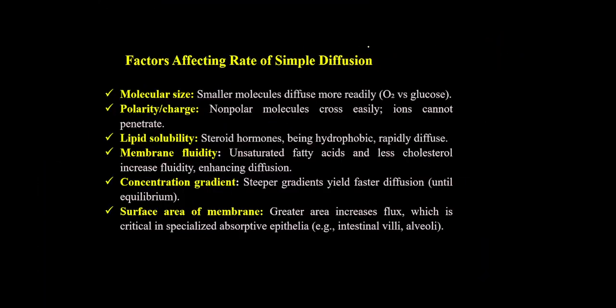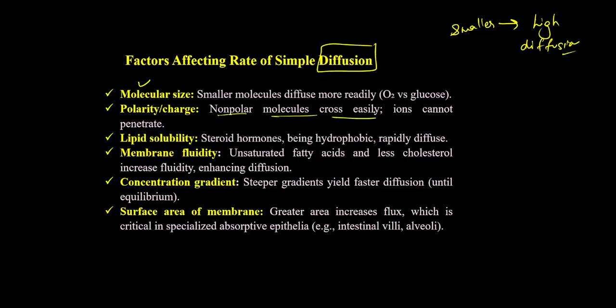Then these are the factors which affect the diffusion. Molecular size: the smaller the molecular size, the higher the diffusion will be. Then non-polar molecules cross easily. Ions cannot penetrate the membrane. Lipid solubility: steroid hormones, because these hormones are hydrophobic, can rapidly diffuse through the plasma membrane composed of phospholipid bilayer. Okay, hydrophilic substances cannot cross easily through this membrane.